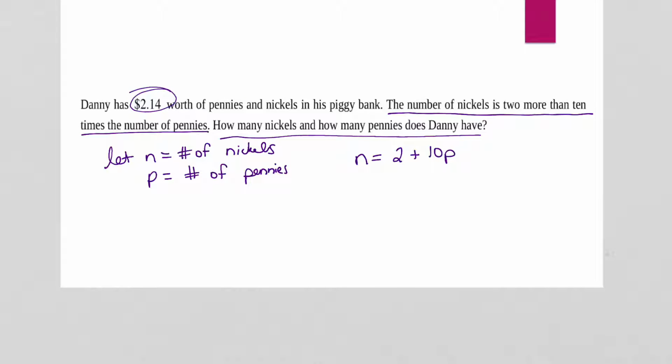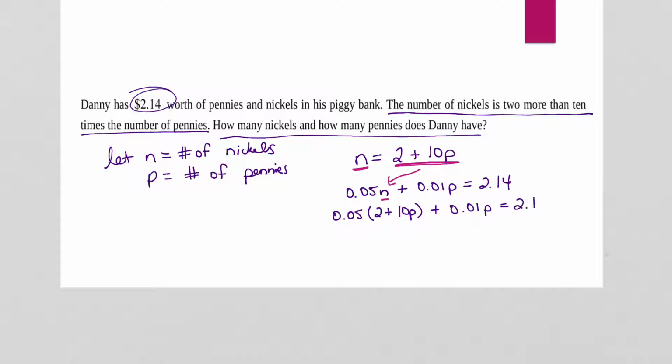Now I'm going to do the value equation. So nickels are worth 5 cents, pennies are worth 1 cent, and this whole thing is worth $2.14. So now I know something. I know that N, which is right here, is equal to this business right here. So I'm going to take that 2 plus 10p and put it in for N right there. So 0.05 times 2 plus 10p plus 0.01p is equal to 2.14.